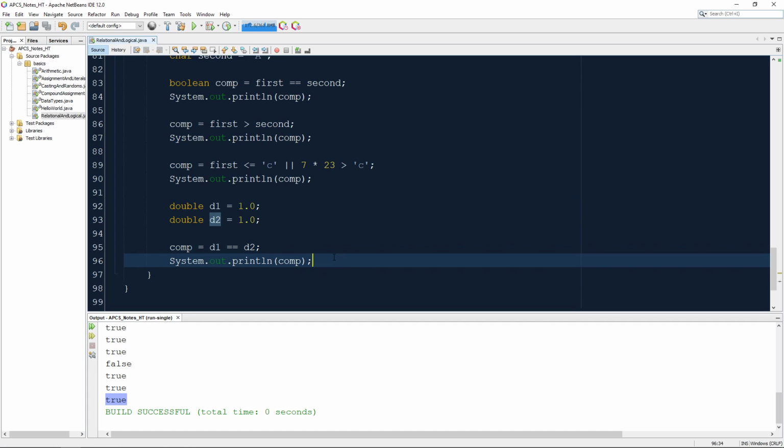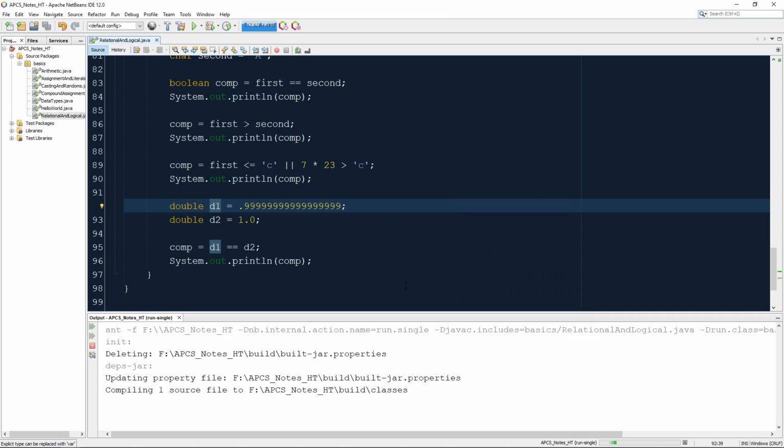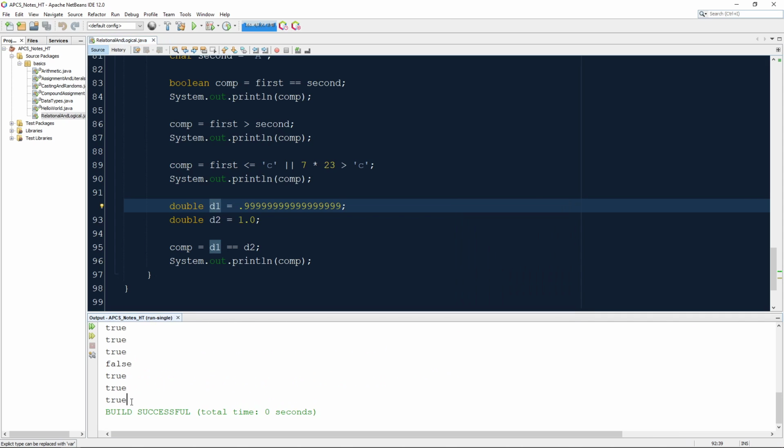Let's go ahead and try playing around with this. Let's do something like D1 is a bunch of 9s. I don't know, I didn't count how many, but let's see. 1, 2, 3, 4, 5, 6, 7, 8, 9, 10, 11, 12, 13, 14, 15, 16. Let's do one more. 17. Let's see if it makes them equal to each other. And notice they are equal to each other.